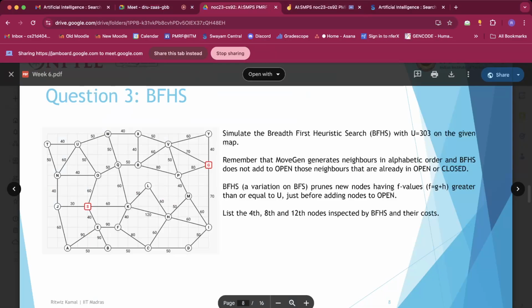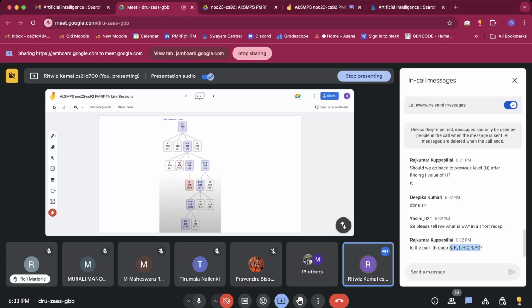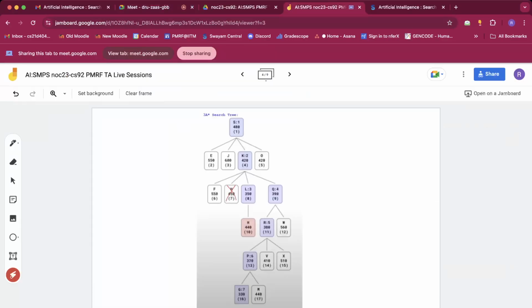Okay, sometimes the question asks us the order in which the different nodes were inspected. Okay, in that case our answer would be first S was inspected, then K, then L, then Q, then R, then P, then G. H was never inspected. Okay, so don't mention H in that case. If you are asked in the question to mention the path with the least cost as per WA star to go from start to goal node, then that would be S to K to Q to R to P to G with cost 330.